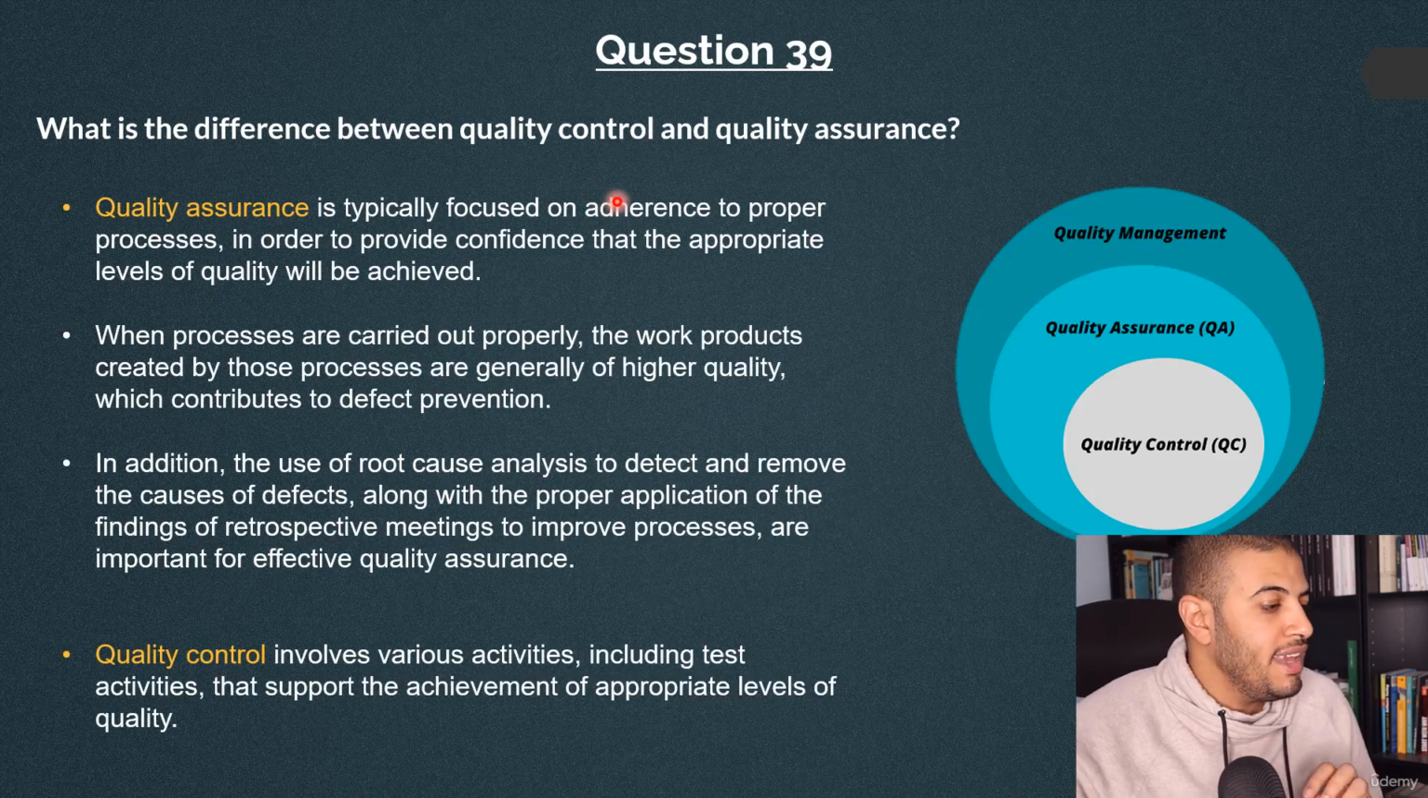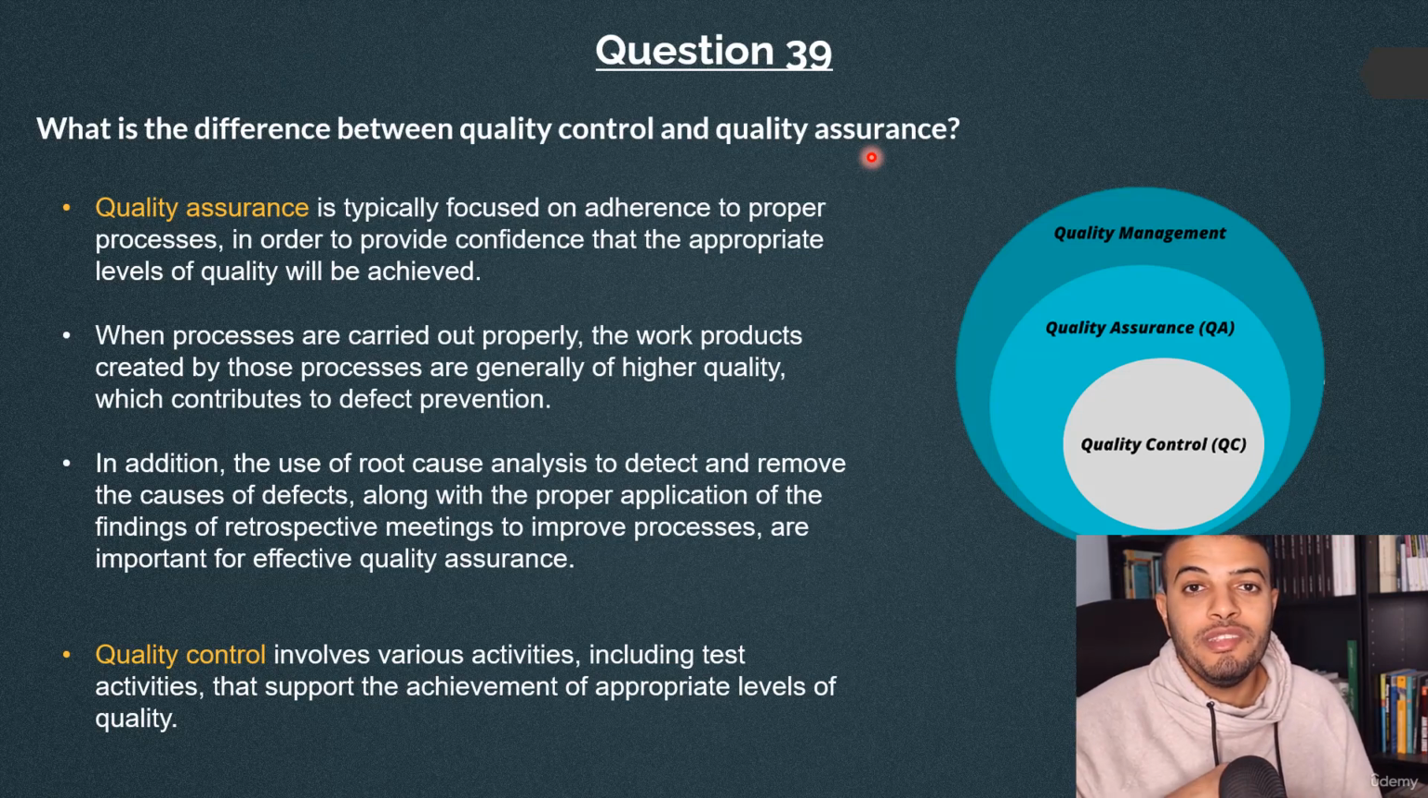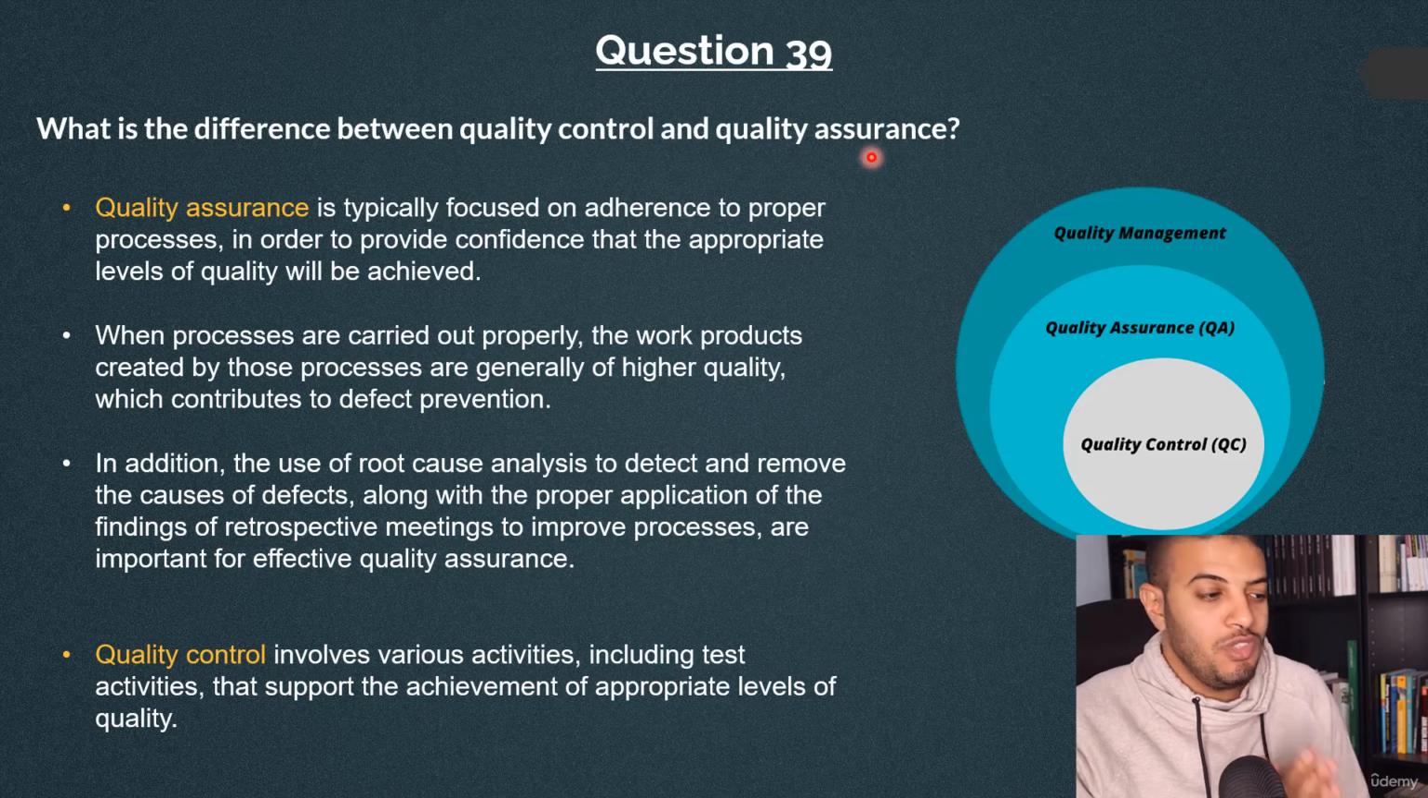The next question says, what is the difference between quality control and quality assurance? So like we know, when we are applying for a job, the job name might be software tester. It might be software quality assurance engineer. It might also be software quality control specialist. So when we are dealing with the market, mostly when we say quality control or quality assurance, we mean the same thing, which is software testing. But there is a difference between them.